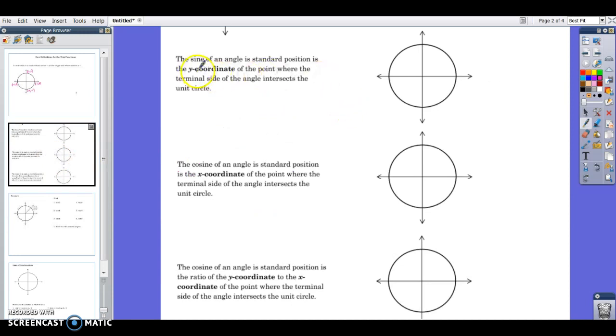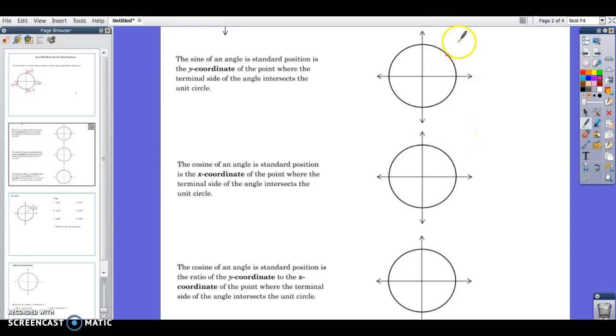And so if we talk about the sine of an angle, we're talking about an angle in standard position. An angle in standard position is when the initial side is on the x-axis and the vertex of the angle is at the origin. The sine of an angle in standard position is the y-coordinate of the point where the terminal side of the angle intersects the unit circle. So let me demonstrate what I mean by that.